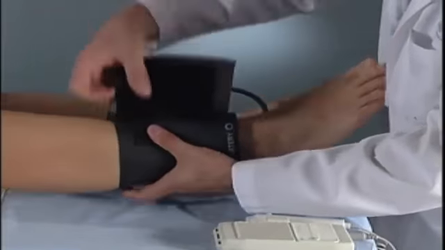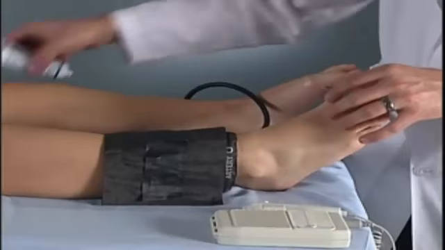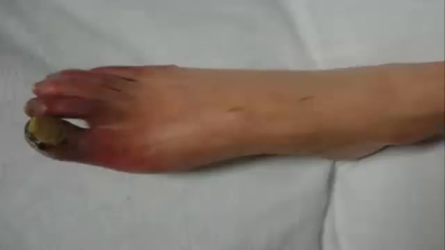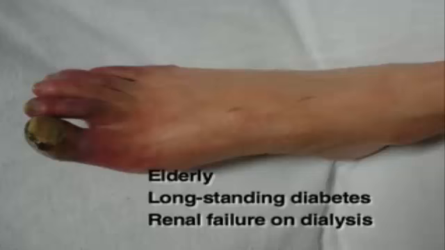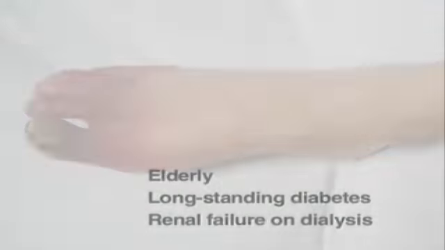There are limitations to the measurement of the ankle brachial index. These include the presence of a subclavian artery stenosis. If bilateral, this will falsely elevate the ankle brachial index. Calcified and incompressible vessels in the lower extremities will also falsely elevate the ankle brachial index. These conditions are often found in the elderly, in patients with long-standing diabetes, and in patients with renal failure who are on dialysis.